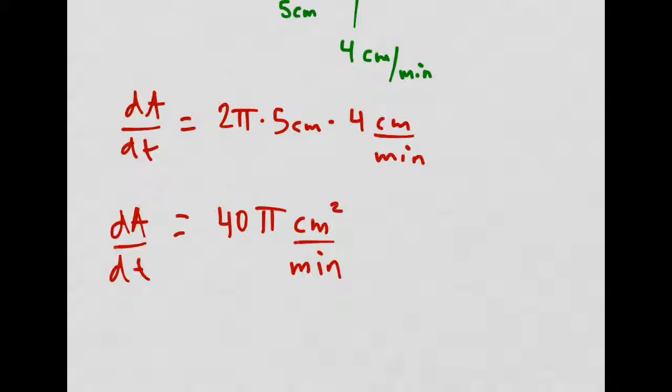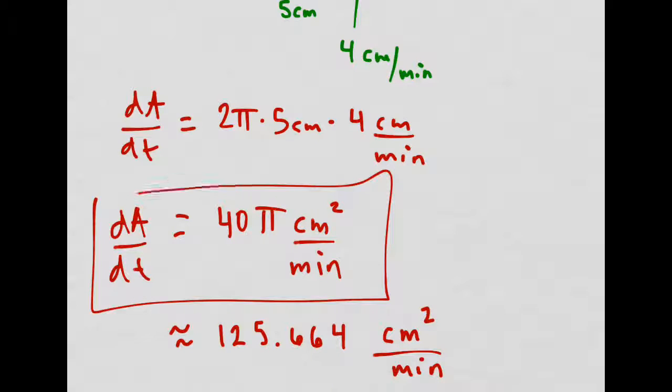Well, what's 40 pi? That's roughly 126 centimeters squared per minute. That's how fast the area of the pool is getting bigger. So there we go. The rate at which the area is changing. This is the exact answer, and this is the approximate answer if you multiplied it out and rounded to 3 decimal places. And that's all that they're asking.